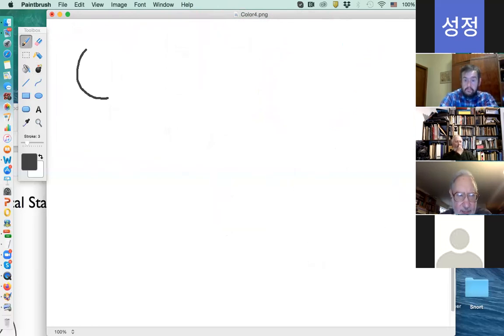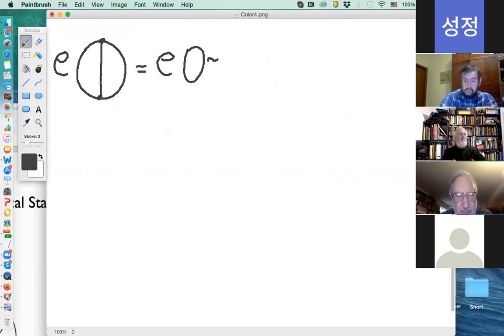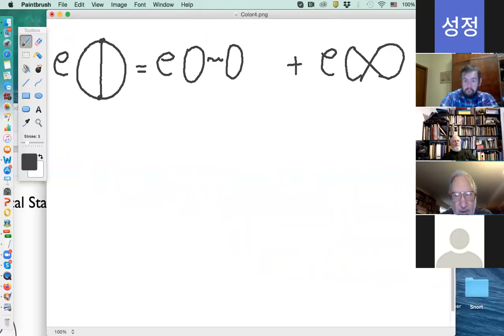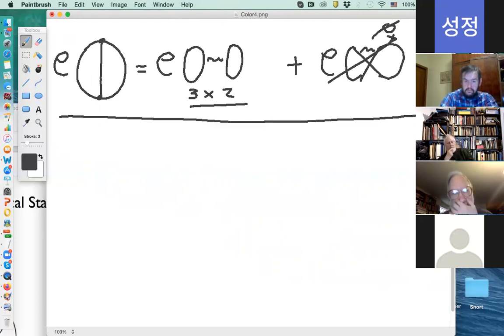Let's say I'm interested in the colorings of this. Then the colorings of this are equal to the colorings of this plus the colorings of this. And we recognize immediately, of course, that this is 0. Done. And as for this, yes, 3 possibilities here times 2 possibilities there, and we get 6. So we can think about the coloring problem by turning it into a bunch of coloring problems about associated graphs.